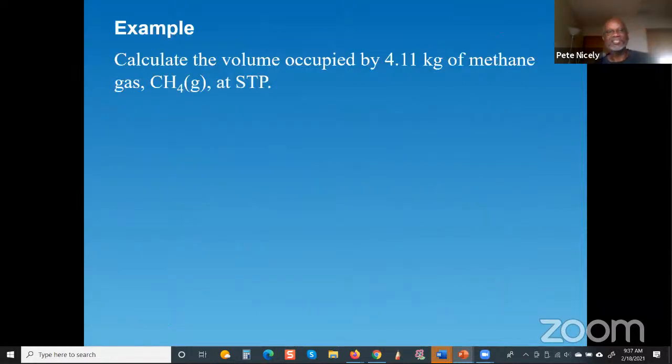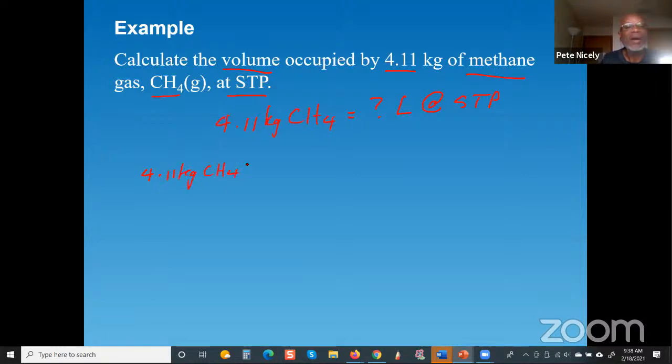So based on what we have just learned, let's look at this example here. Let me see if my pen is working. Okay, it's working. So this question says, calculate the volume occupied by 4.11 kilograms of methane, and it gives you the formula of methane gas, at STP, all right? So basically, you're given 4.11 kilograms of methane, and you're asked to determine the volume in liters of that gas at STP, all right?